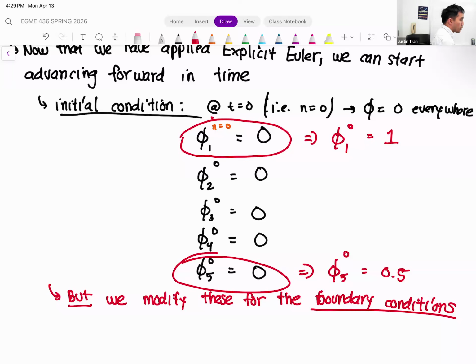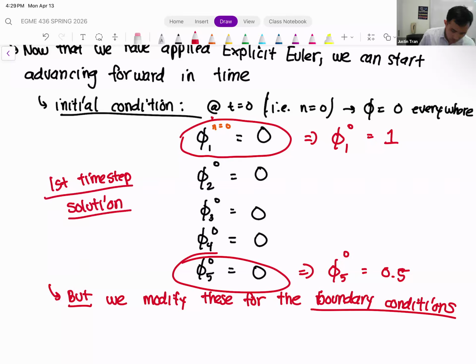Okay. So that right there is our solution on the first time step. I know it's the initial time step, but we count this one as kind of the first one. Okay, so our first time step solution is simply just 1, 0, 0, 0, 0.5.